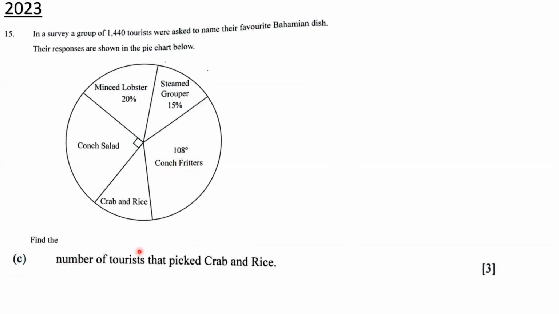Okay, we want to find the number of tourists that picked crab and rice. So how are we going to do that? Well, the first thing we want to figure out is the percentage of tourists that chose conch salad. Here we have the degrees, but we don't have the percentage. So what percentage chose conch salad? We have to say 90 over 360, because this 90 is part of the circle, and we know that angles in the circle add up to 360 degrees. We want to multiply it by 100 to change it into a percentage.